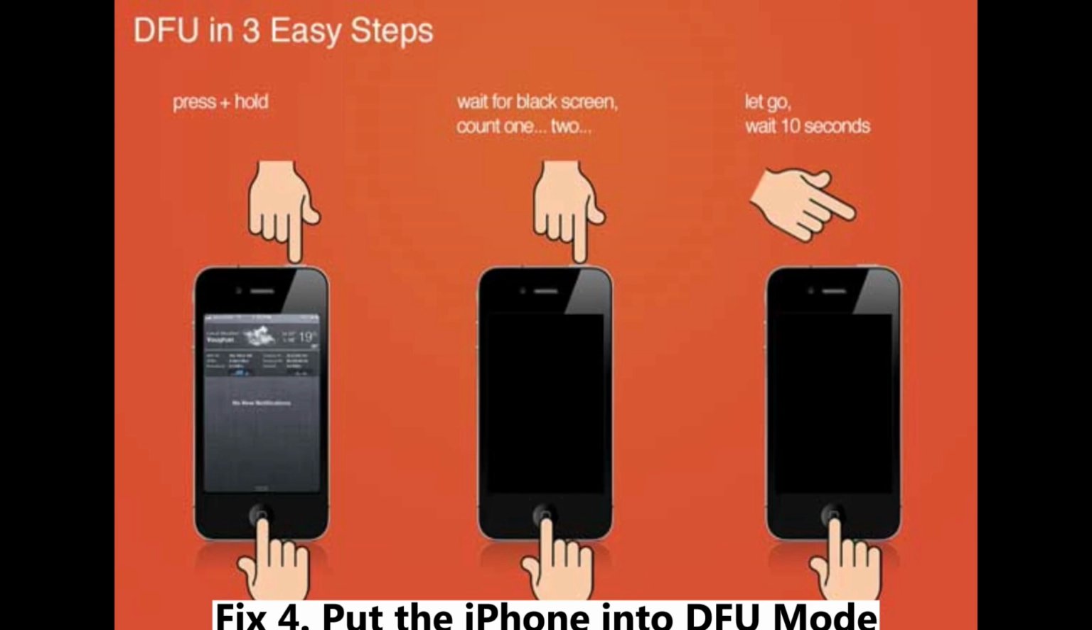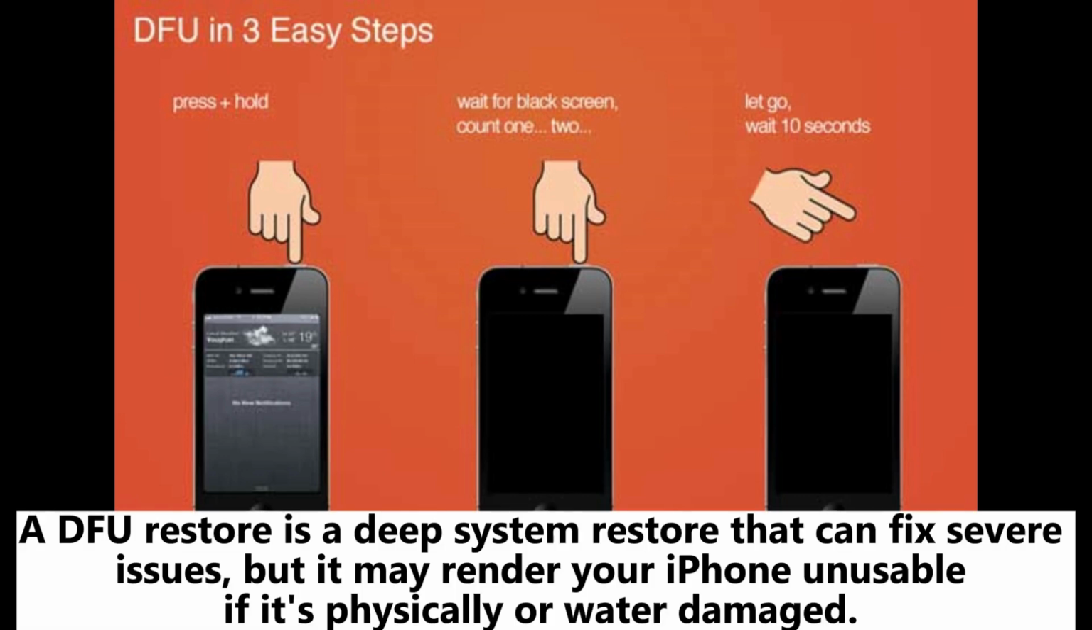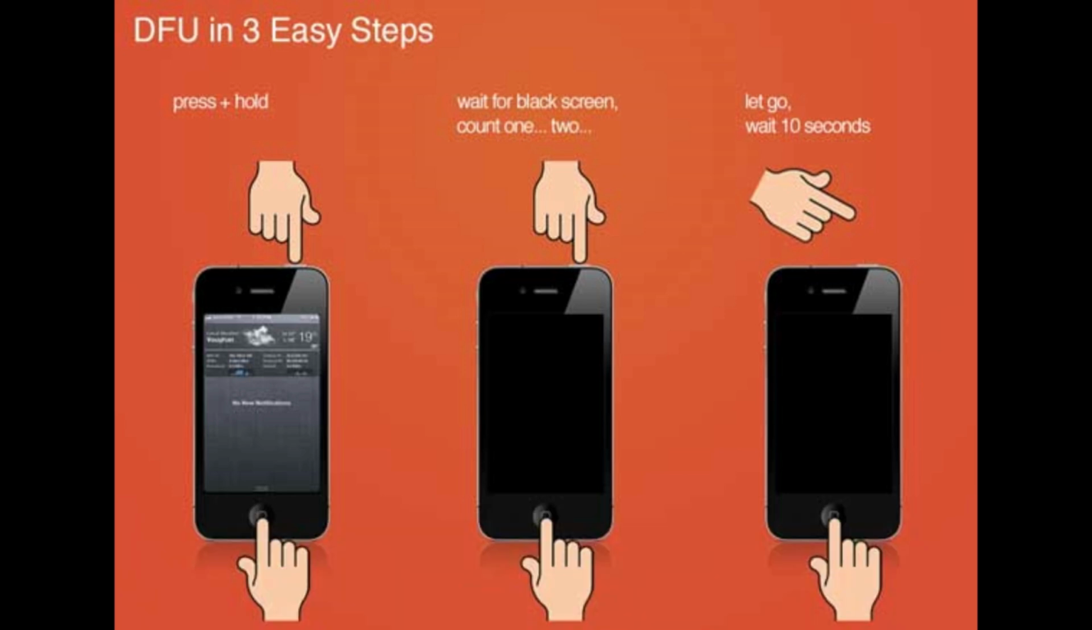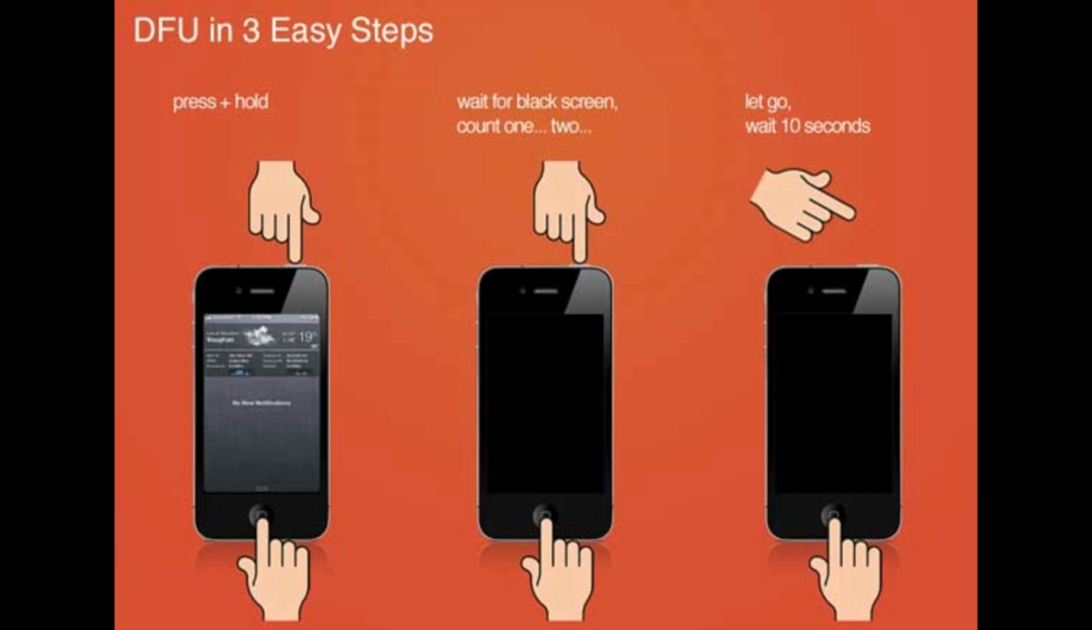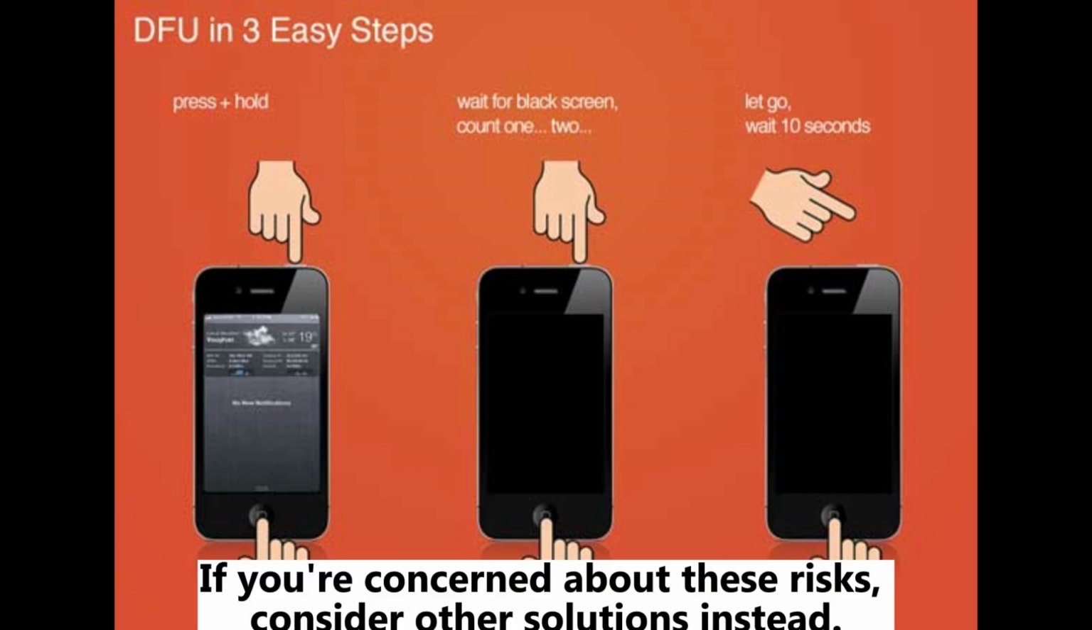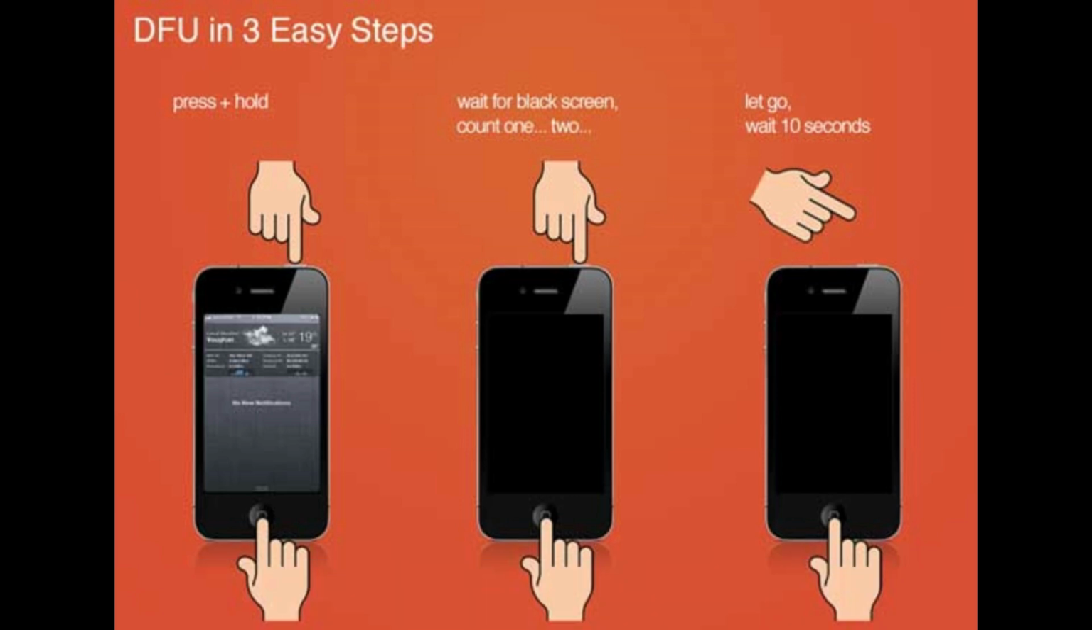Fix 4. Put the iPhone into DFU mode. A DFU restore is a deep system restore that can fix severe issues, but it may render your iPhone unusable if it's physically or water damaged. It also leads to data loss as it resets the device to factory settings. If you're concerned about these risks, consider other solutions instead.